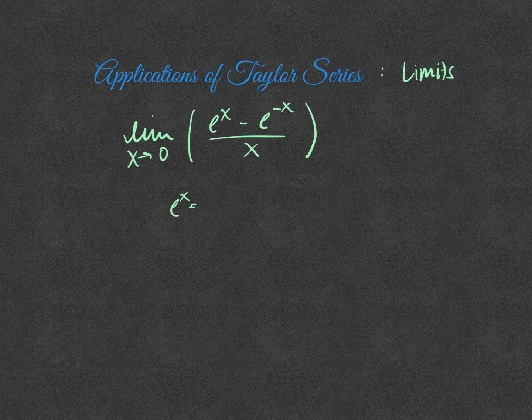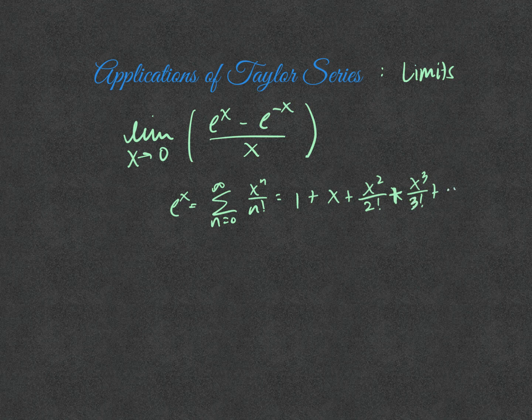e to the x can be written as the series from n equals 0 to infinity, x to the n over n factorial, which is 1 plus x plus x squared over 2 factorial plus x to the 3 over 3 factorial plus dot dot dot plus x to the n over n factorial plus dot dot dot. Now e to the minus x says we're putting a negative x everywhere there's an x. So we have negative x to the n over n factorial.